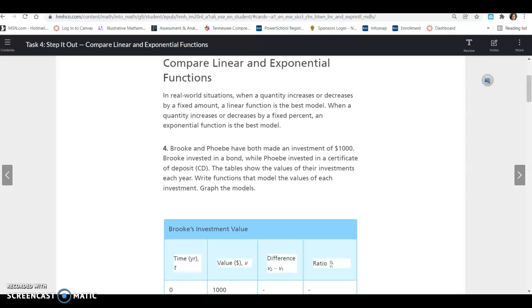Brooke and Phoebe have both made an investment of $1,000. Brooke invested in a bond and Phoebe invested in a certificate of deposit, or a CD. The tables show the values of their investments each year. Write functions that model the values of each investment and graph the models.